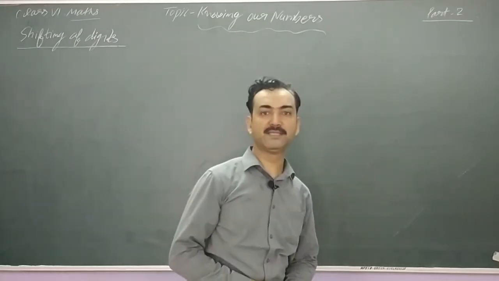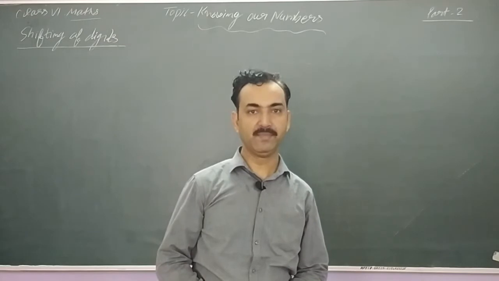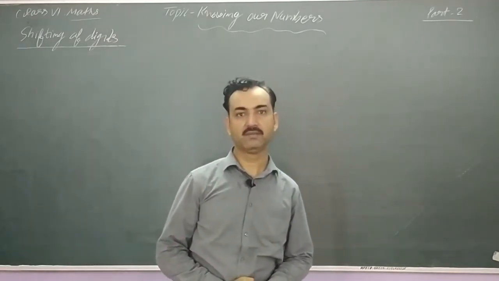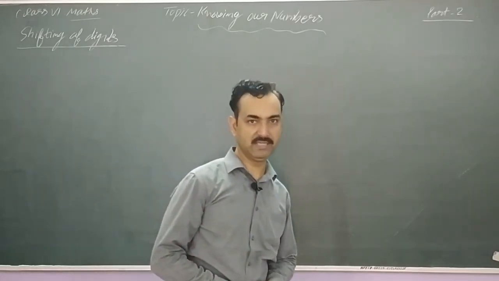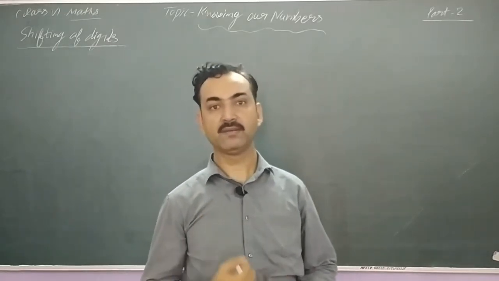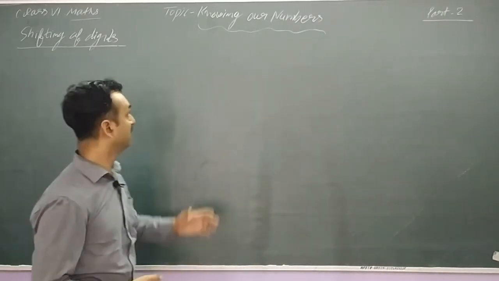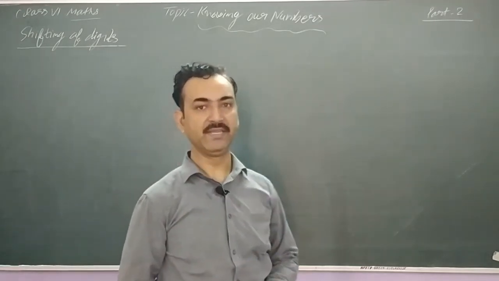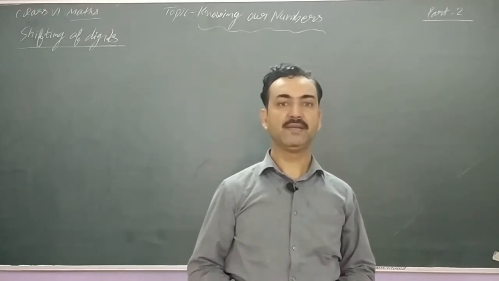So, welcome students. This is part 2 of chapter number 1 of class 6. In part 1 we discussed comparing numbers and how to make numbers from the given digits. In this second part of chapter 1, we will take the first topic, shifting of digits. Shifting of digits is a very important topic by which you can make different types of numbers from the given digits.